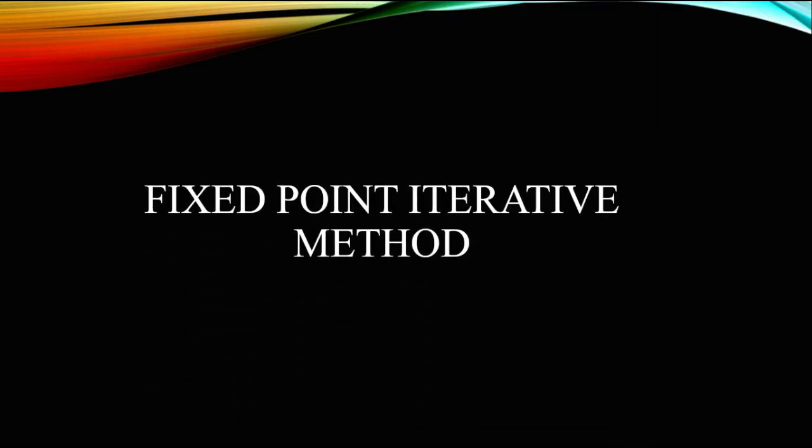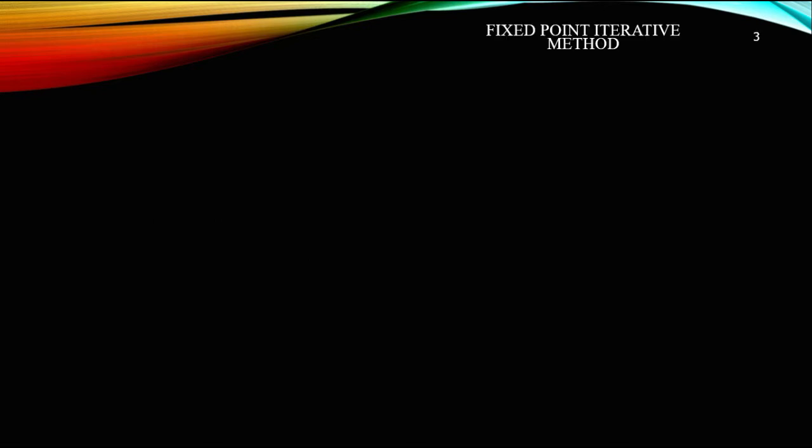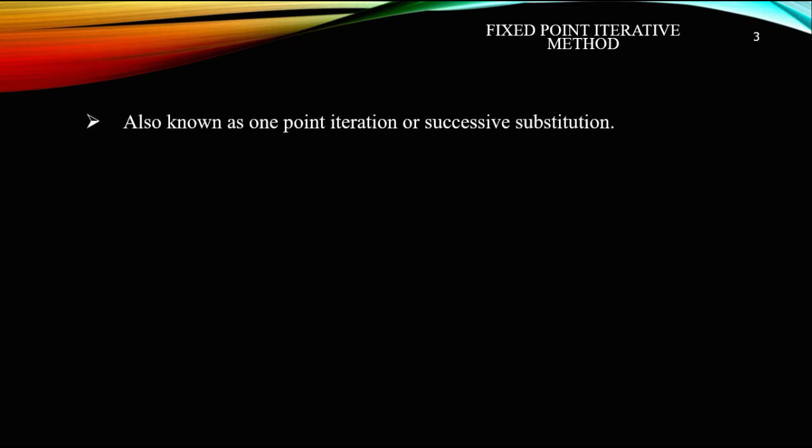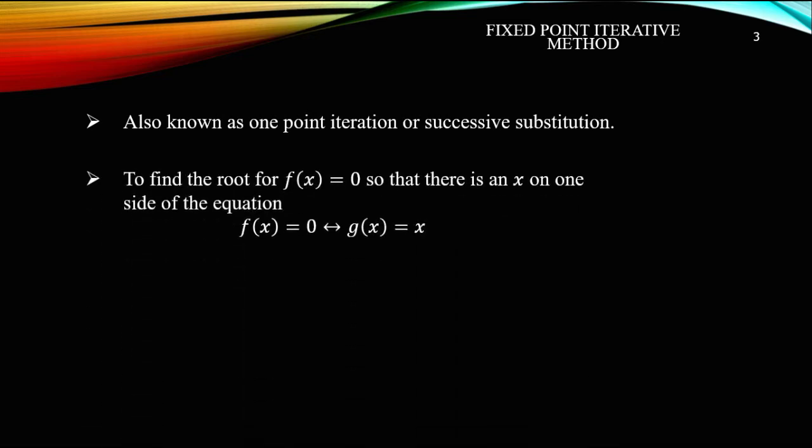In today's lecture, I would like to discuss the fixed point iterative method. The fixed point iterative method is also known as one point iteration or successive substitution, to find the root of f of x is equal to 0. As we have discussed in the previous lectures, through numerical methods we can find the approximate solution of those equations which cannot be solved through analytical methods, or for which there are no such analytical methods.